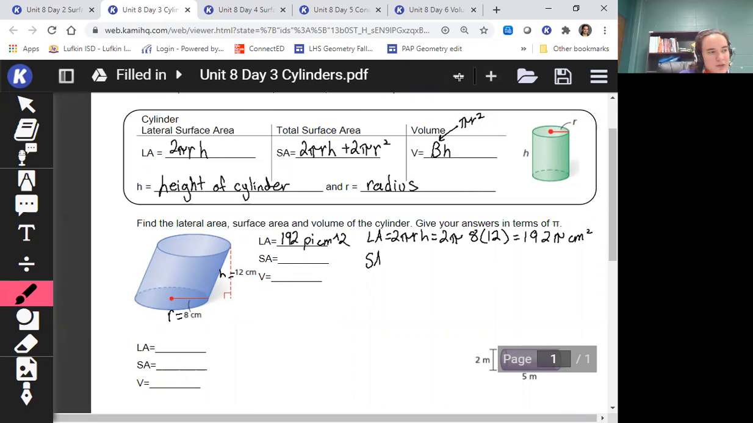Then we're looking at total surface area. The formula for total surface area is 2 pi r h plus 2 pi r squared. So 2 times pi times our radius, which is 8, times our height, which is 12, plus 2 times pi times our radius, which is 8 squared. Again, multiply 2 times 8 times 12, and then separately 2 times 8 squared, and add those together. And you get 320 pi centimeters squared.